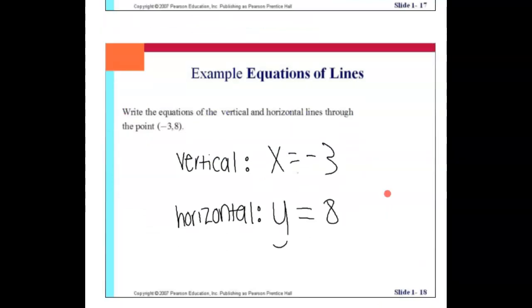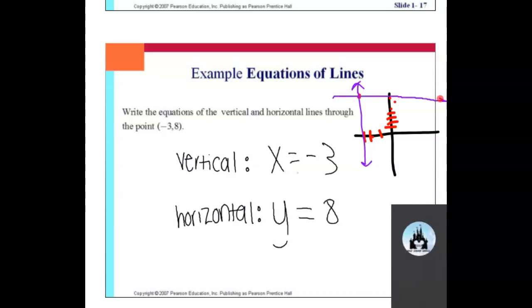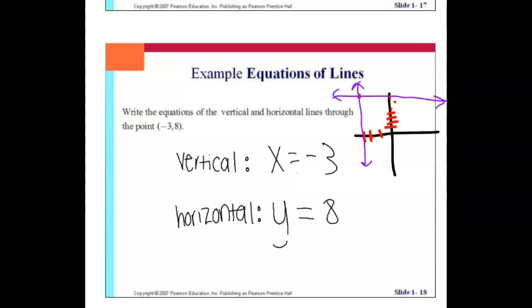And a quick graphical representation would just be like if you had a graph and you have your point at -3. Here's the point. So if it's going straight up and down, then you can see why the x equals is -3. If it's horizontal, that's like the horizon or the sun. You can see where it goes straight across. So all your y values are 8.